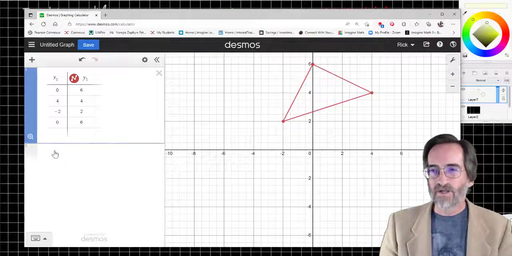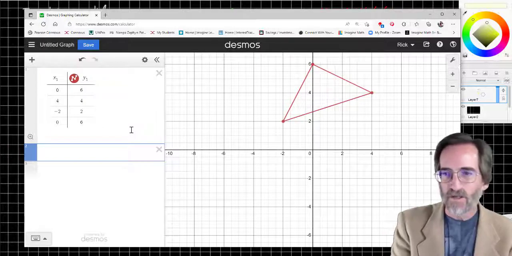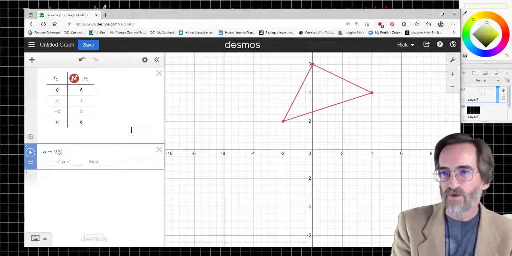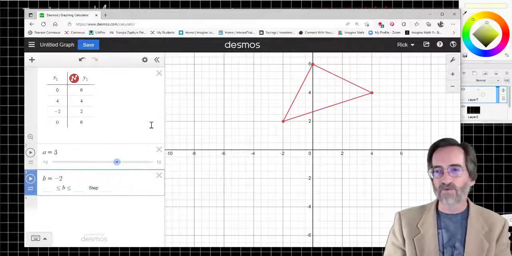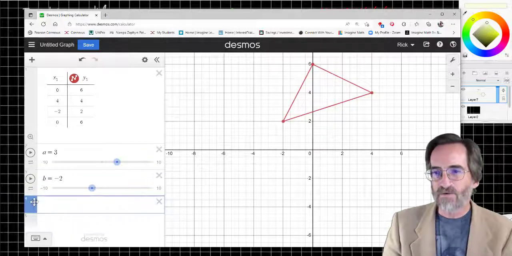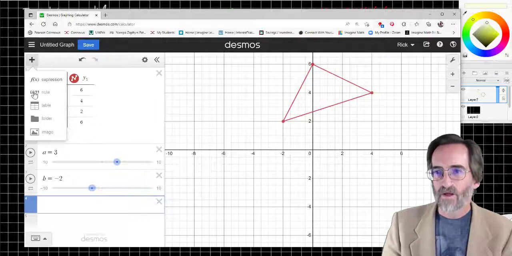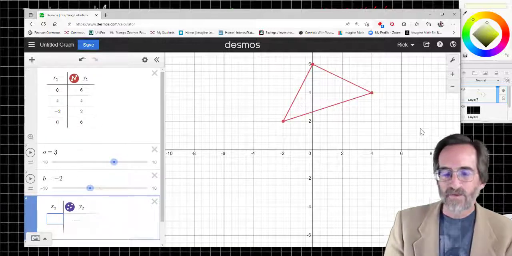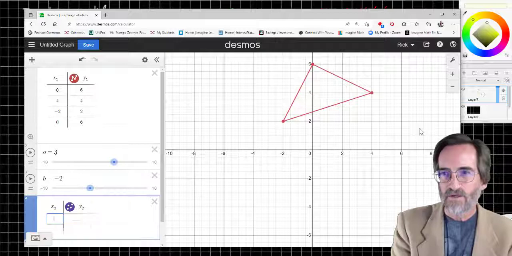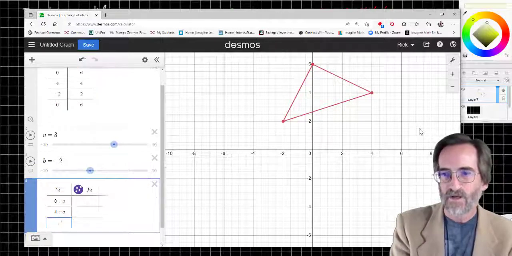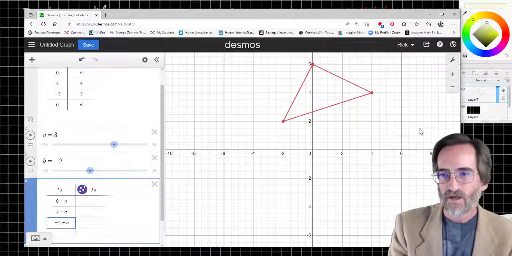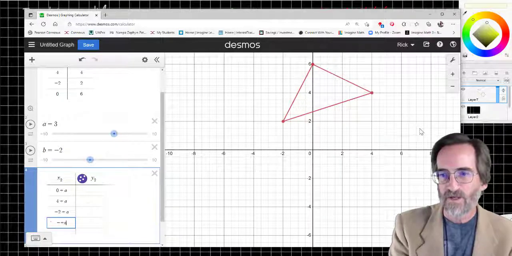And then I'm going to make a new shape, but I'm going to define some variables. I'm going to let a equal 3, and I'm going to let b equal -2. So we're going to slide it right 3 and down 2. So I'm going to make a new table, and this time for all the x-coordinates, I'm going to start with 0 and add a to it. 0 plus a, 4 plus a, -2 plus a, and 0 plus a again.